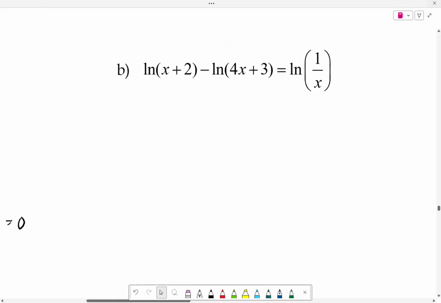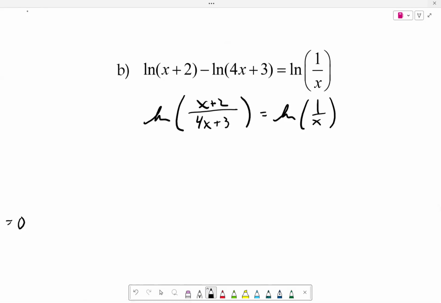Okay, on the left side, we're going to change that into one log, being ln of x plus 2 over 4x plus 3. Okay, this takes a little bit of a different approach. Do you see what comes next? Completely different here. We have ln equals ln. We'll just take the arguments and make them equal to each other.